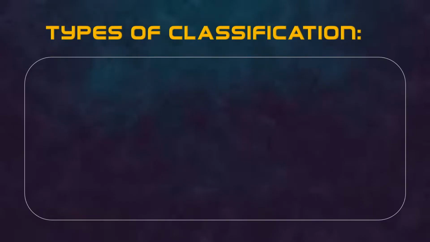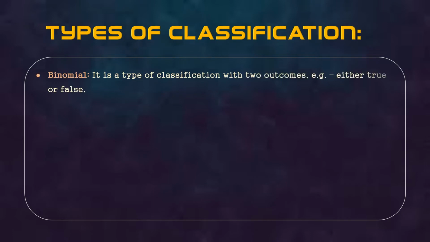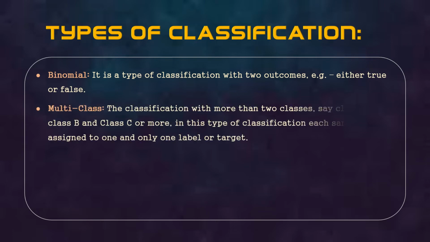Types of classification. Binomial. It is a type of classification with 2 outcomes, for example, either true or false. Multi-class. The classification with more than 2 classes, say Class A, Class B and Class C or more. In this type of classification, each sample is assigned to one and only one label or target.